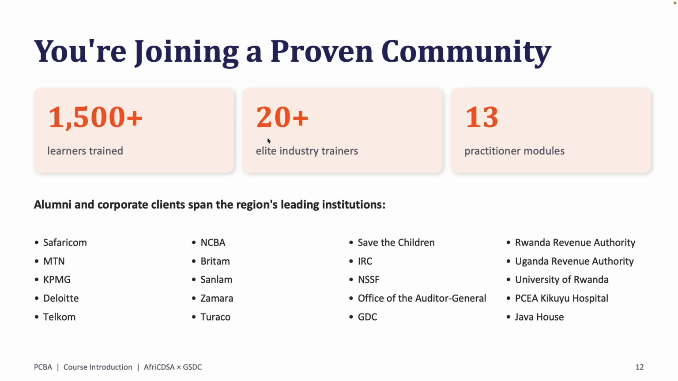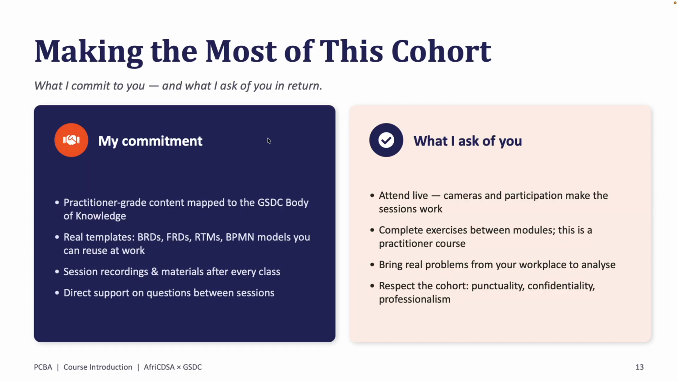So these are things that are documented. It's not that we've just stated online. We have the Rwanda Revenue Authority. We also have students from Uganda. We have University of Rwanda, and then we have the PCEA Kikuyu Hospital, Java House, and so many more. These are some of the organizations where our alumni are working. And so how will you make the most of this cohort?